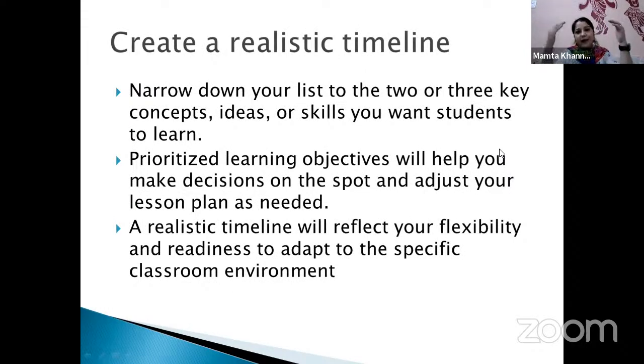Now for a class, you have to prepare a timeline which is realistic. Now what is a timeline and what does the timeline contain? So narrow down your list to 2 or 3 key concepts or ideas or skills you want your student to learn for that particular day. Prioritizing learning objectives will help you to make decisions on the spot and adjust your lesson plan as needed. Now, what do I mean by on the spot? On the spot means what is the main idea behind that lesson on the ground of the learning objective.